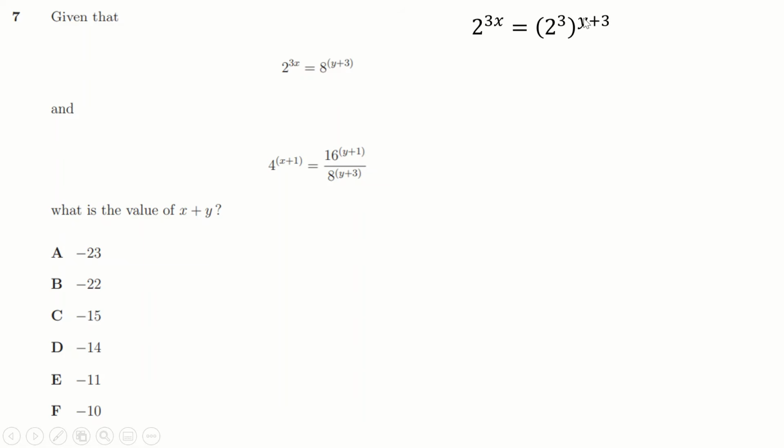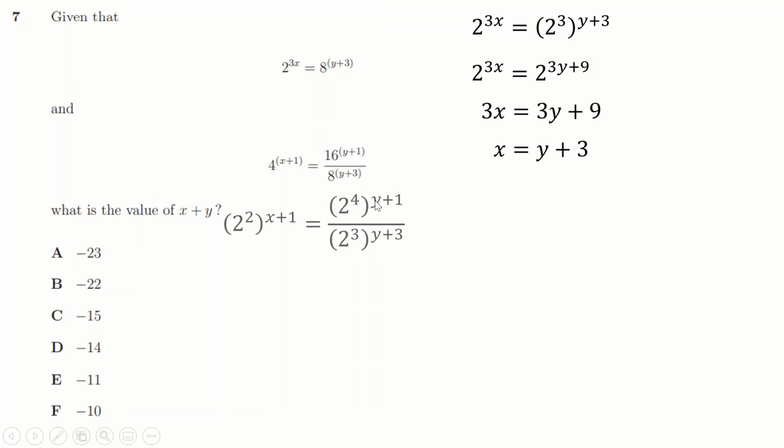This 8 is 2 to the power 3, and then of course I can multiply out those, and now I've got matching bases, so it's just 3x equals that. There's my first equation. This here is 2 squared to that. This is 2 to the 4 to that. This is 2 to the 3 to that. So I'll change all those. Oh, I also divided this by 3. Fine, whatever. And then I'll expand out all of those brackets.